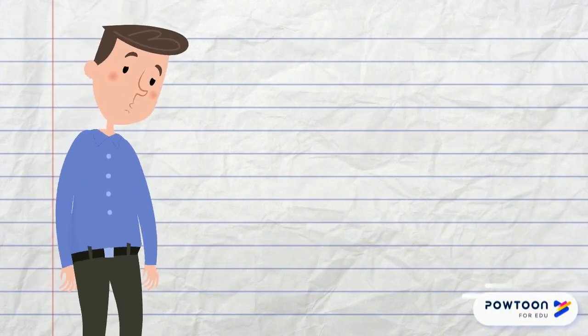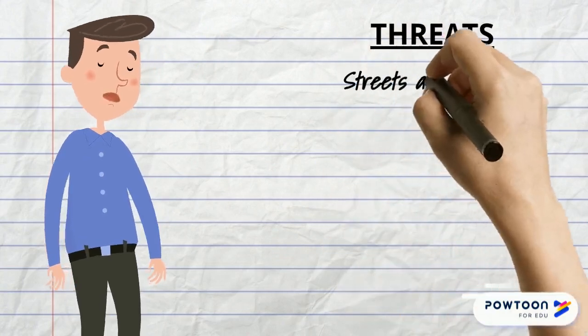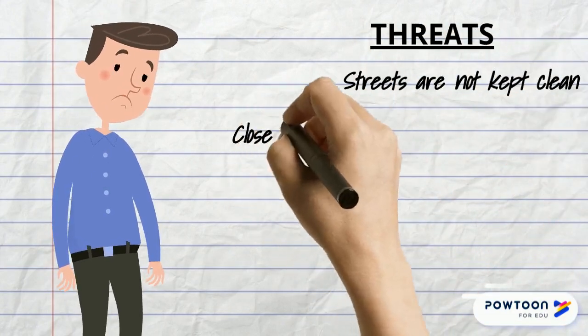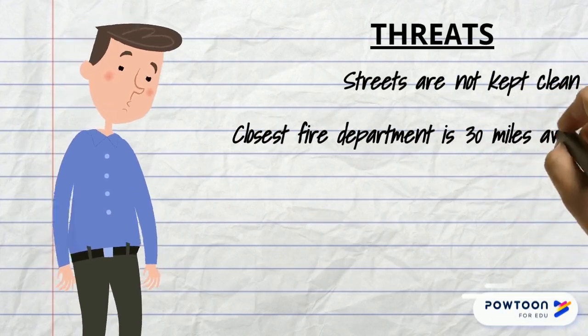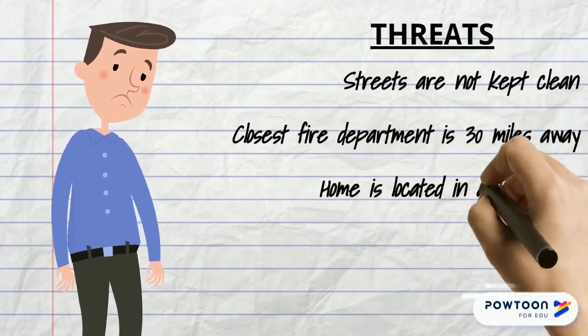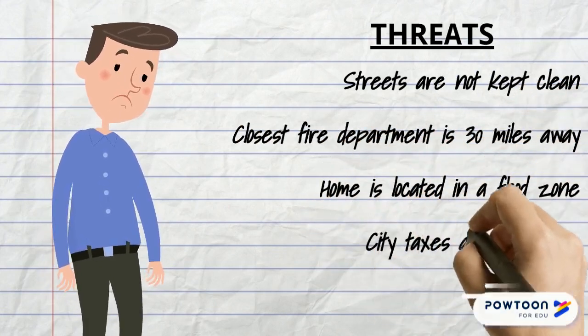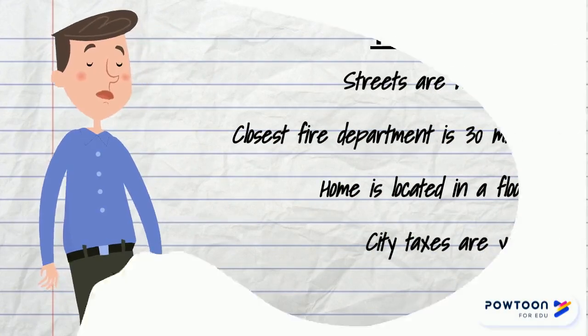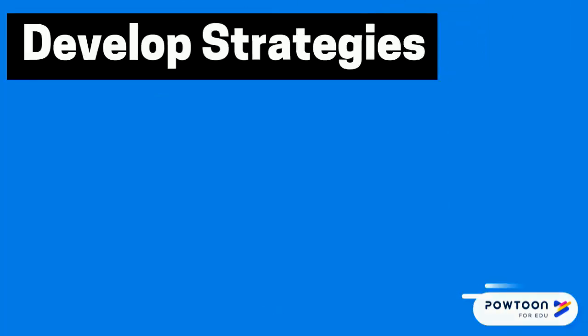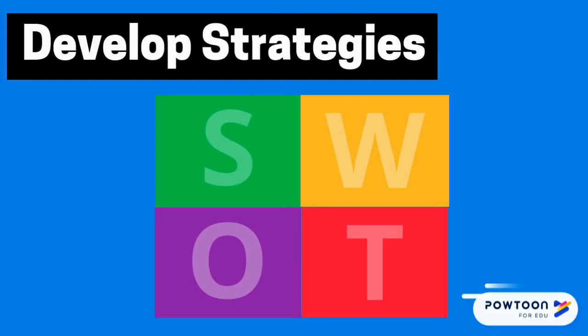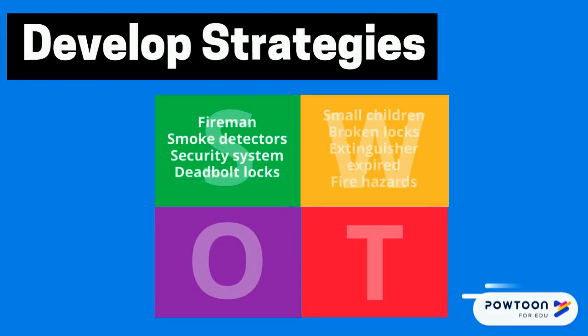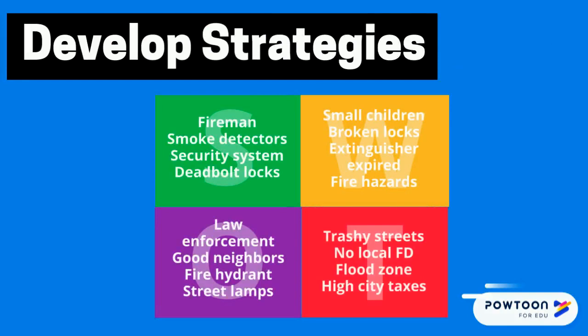Bob has also identified some threats. There's trash left in the streets that can cause health issues. The closest fire department is 30 miles away. The home is located in a flood zone, and the city taxes are very high. Bob has completed his SWOT analysis. He has identified all of his strengths, weaknesses, opportunities, and threats after analyzing the internal and external environments.